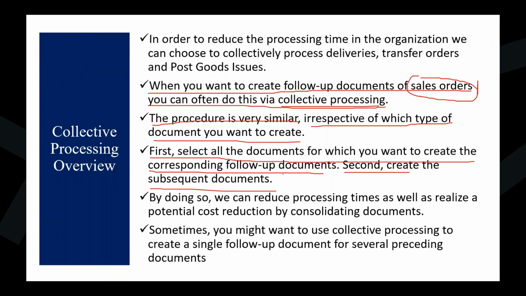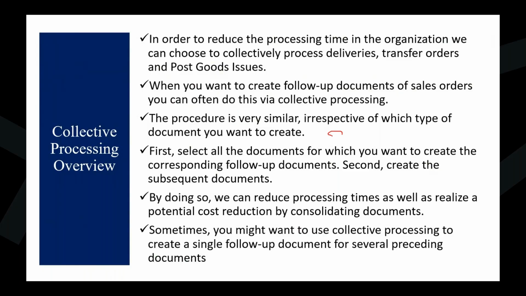Let's say you are creating outbound deliveries for sales orders. You select all the sales orders, and for those sales orders you create outbound deliveries in one go, instead of doing it one by one. By doing so we can reduce processing times as well as realize a potential cost reduction by consolidating documents. So basically you are going to reduce your processing time and save your time, and you can also achieve cost reduction.